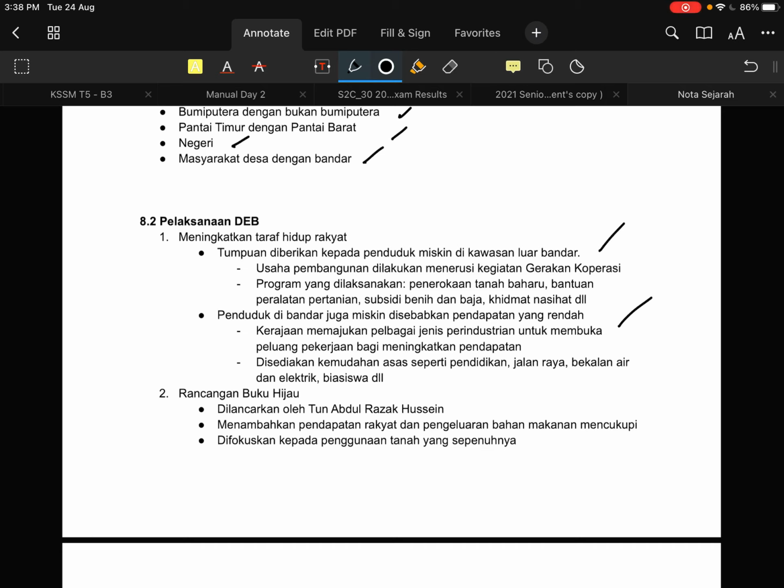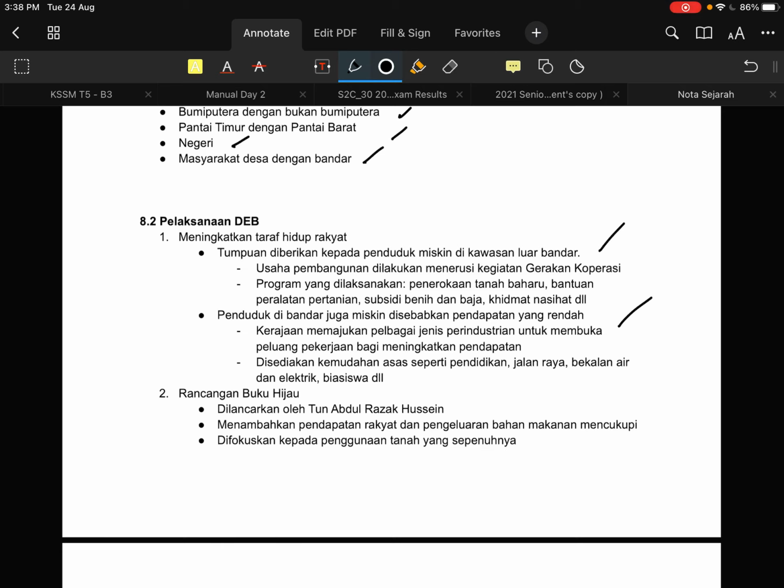How do they do this in rural areas? Kawasan luar bandar. Number one is they try to develop through kegiatan gerakan koperasi. So this gerakan koperasi, this movement, is to teach people how to, I think it was to make businesses, if I'm not wrong. It's to teach people how to do businesses.